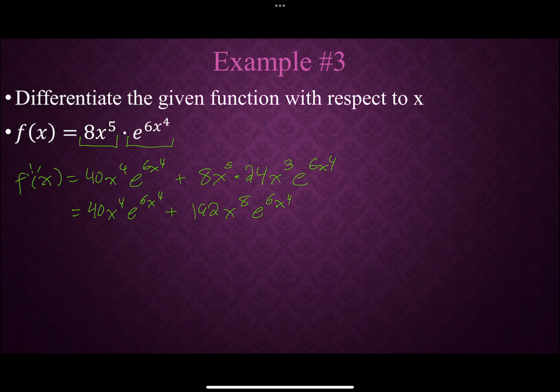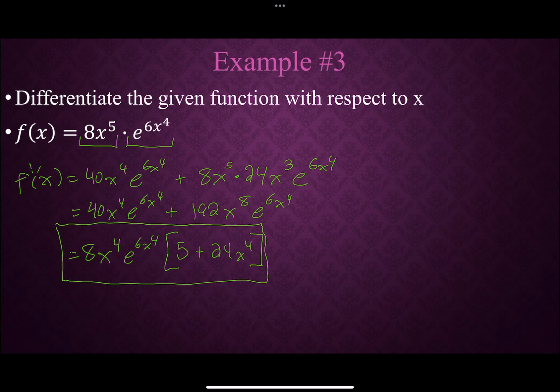The 40 and the 192 both have an 8 in common, so I can pull that out. x to the 4th and x to the 8th both have an x to the 4th in common, so I can pull that out. And they both have this exponential, so I can pull that out as well, leaving us simply 5 plus 24x to the 4th. That would be the fully simplified version of the answer, and that's what I'm going to look for from you guys in class. It's a very straightforward process to factor out and cancel out.